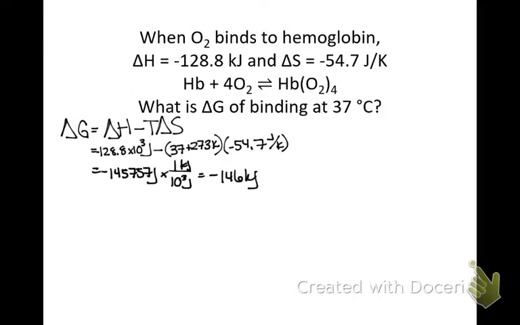So the binding of oxygen to hemoglobin is very thermodynamically favorable. This is a pretty big value of delta G. They're usually in the range of 0 to maybe 100 kilojoules is a little on the big side. And we see that this is spontaneous in the forward direction. And that's good for you because you want your hemoglobin to transport oxygen throughout your body.